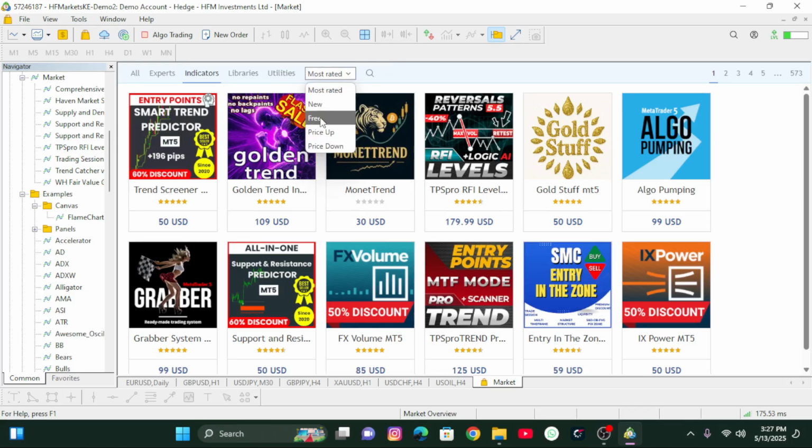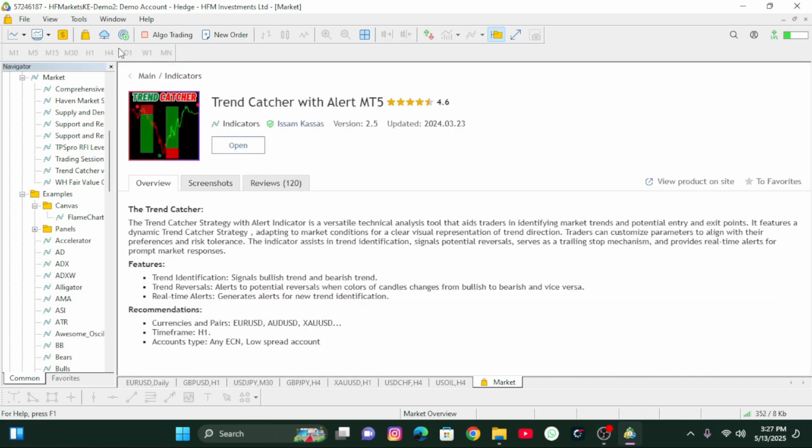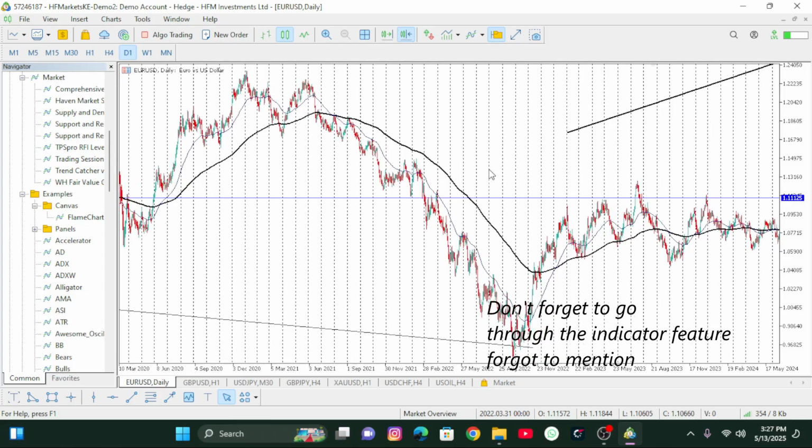So back to our indicator. For me, I'm going to use the trend catcher indicator with an alert. Let me now show you how to set it up on your MT5. So I'll go back to EURUSD. This is EURUSD on the daily time frame.